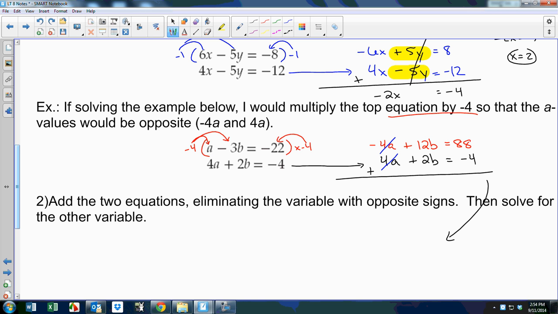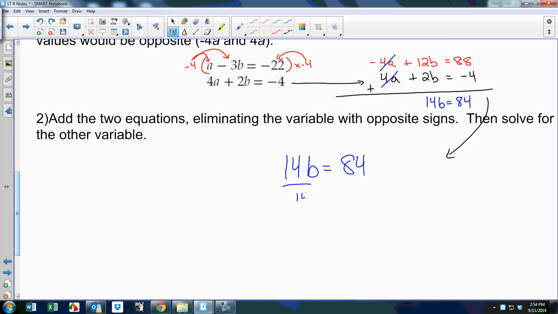Then when we add the b's, 12b plus 2b, we get 14b. And on the right side, you get 88 plus a negative 4 makes 84. So we have 14b equals 84. Fingers crossed, when we divide by 14, we get a nice number.